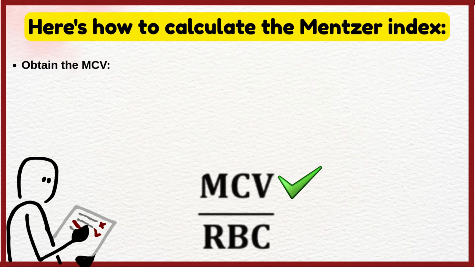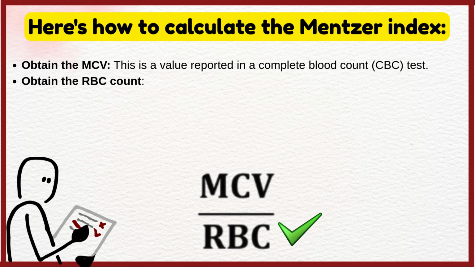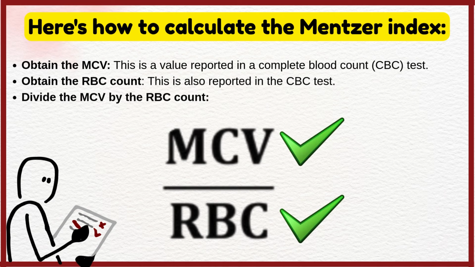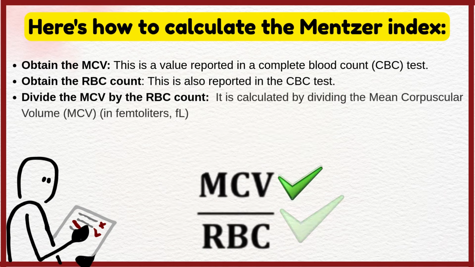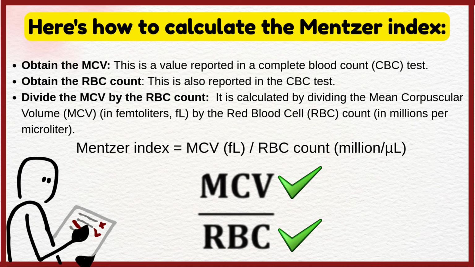Obtain the MCV. This is a value reported in a complete blood count, CBC, test. Obtain the RBC count. This is also reported in the CBC test. Divide the MCV by the RBC count. It is calculated by dividing the MCV, in femtoliters, by the red blood cell count, in millions per microliter. As in the formula, Mentzer Index equals MCV divided by RBC count.